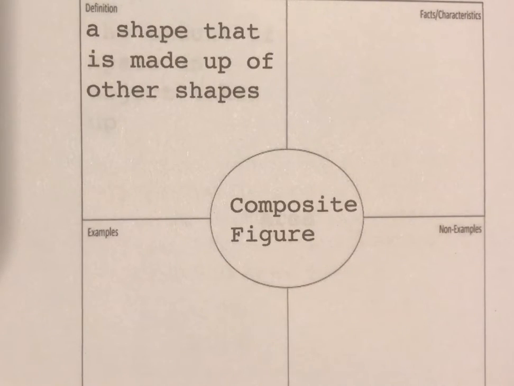So let's go ahead and look at the homework example for tonight's homework. We're going to be doing, of course, our 4 squares for our vocabulary. So let's take a look. The example that we have right here is composite figure. So the definition that it gives us is a shape that is made up of other shapes. So a composite figure is a shape that's made up of other shapes.